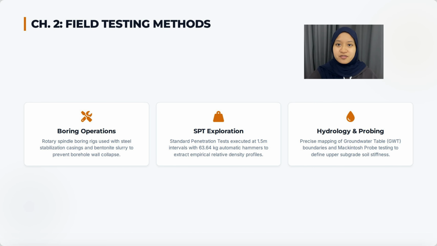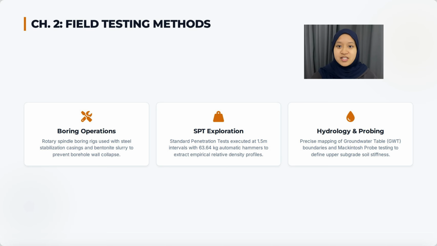The main purpose of this method is to identify the soil condition, soil strength and groundwater level at the site before deciding the suitable foundation system. The first method is boring operation. Rotary boring rigs were used to drill the boreholes, while steel casing and bentonite slurry were applied to prevent the borehole wall from collapsing during drilling.